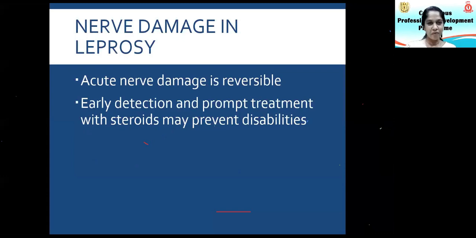So why it is important: the acute nerve damage is reversible. If you detect it early and promptly treat it with a sufficient amount of oral steroids, that will prevent or even reverse the nerve damage, and thereby it can prevent the disabilities. Because leprosy is a curable disease, but if the patients develop the nerve damage and then the disabilities, then the patient's life is going to be miserable.